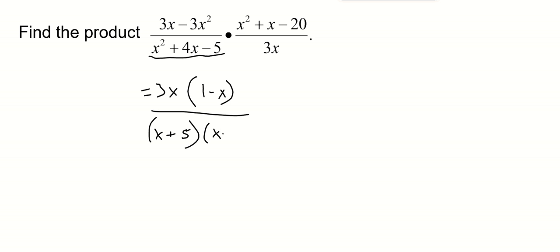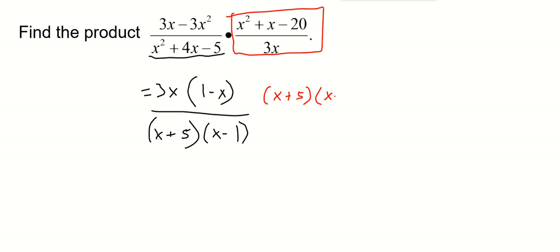and x minus 1. Okay, on my second term, over here, again, factor them out. Things that multiply to negative 20 and add to 1. So I'm going to get 5 and 4. 5's positive because the 1's positive. So x plus 5 and x minus 4. Okay, over, well, 3x is already broken down for us.